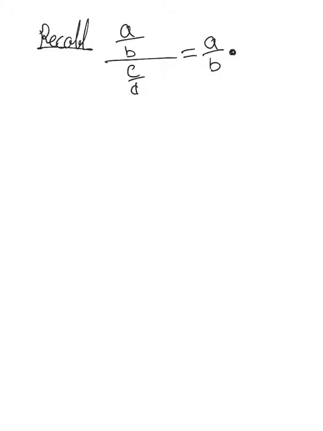And now recall how to divide fractions. If you have a over b all over c over d, it's the exact same thing as a over b times d over c. So now going back to our expression.